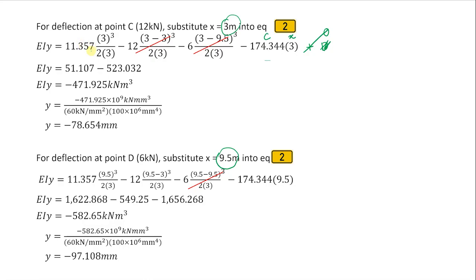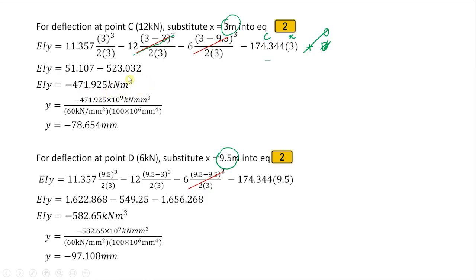So 11.357. So since X power of 3. So you gantilah semua. Right. So since 3 minus 3 sama dengan kosong. So you boleh cancel. And 3 minus 9.5. You akan dapat negatif 6.5. Kita tak nak value negatif, jadi kita cancel. And negatif 174.344, you jangan cancel pula ya. Because this one, dia bukan dalam kurungan. So you jangan cancel. Darab saja dengan X. Okay. And then simplify everything. Right. So you dapatlah negatif 471.925.